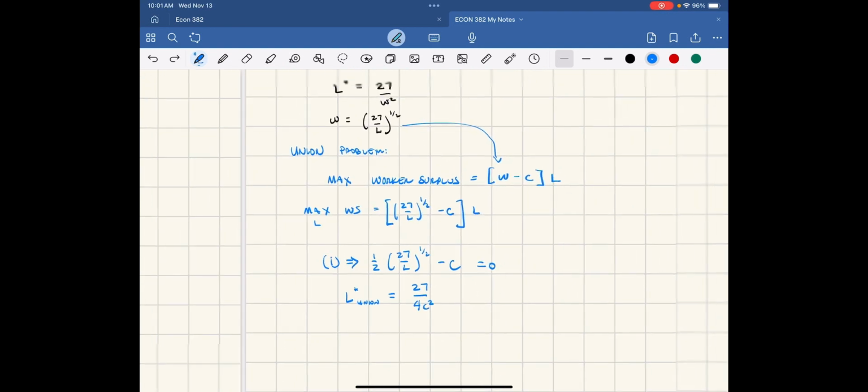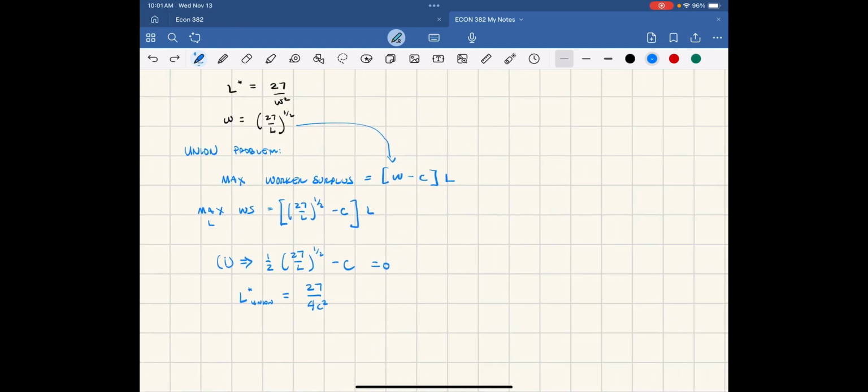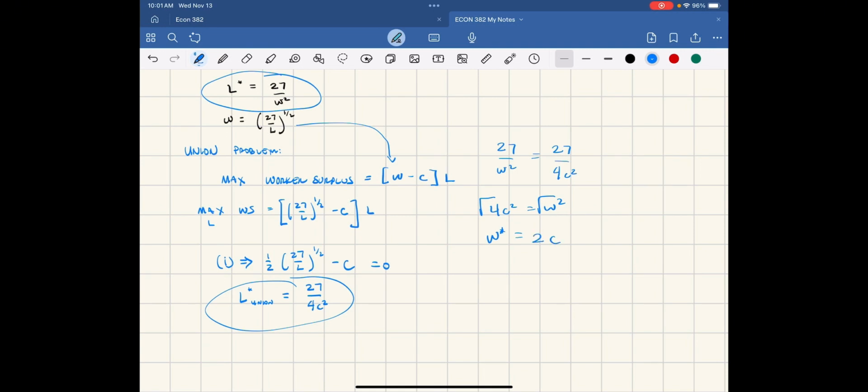And now we know what L star is for the firm and L star for the union. Let's set those equal to each other. So we have 27 over W squared is equal to 27 over 4C squared. Let's cross multiply and cancel out. So 4C squared is equal to W squared. Let's take the square root of both sides, and W star is equal to 2C.